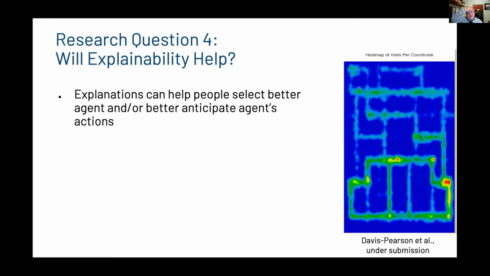So the fourth and final research question I'll bring up is explainability. This has been pretty hot in supervised learning. In reinforcement learning, we're a lot farther behind. I have a student, Britt, with a paper under submission showing that we can use explainability to help people select between two agents and say which is better, or show an agent with and without explainability. Can you better predict what the agent is going to do? Well, if the explanation's working, you better be able to do that.